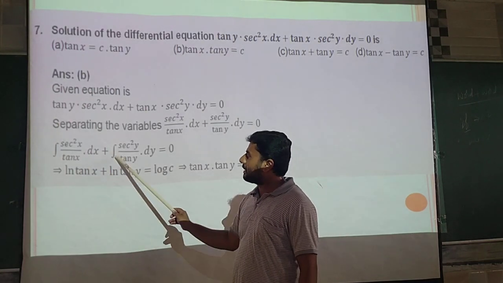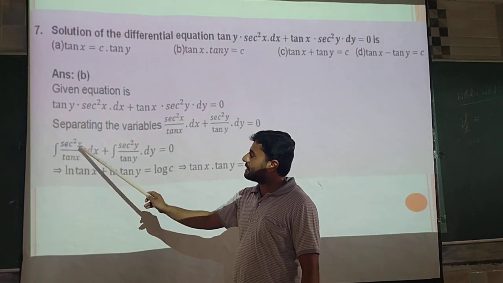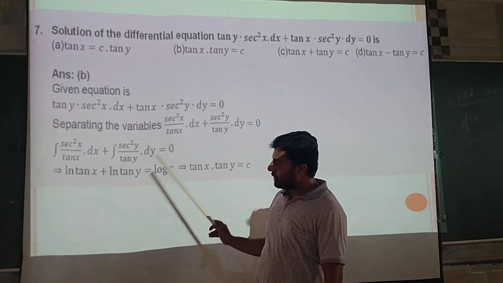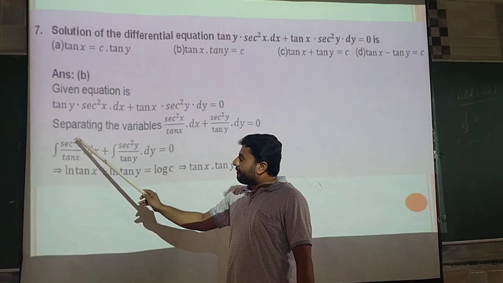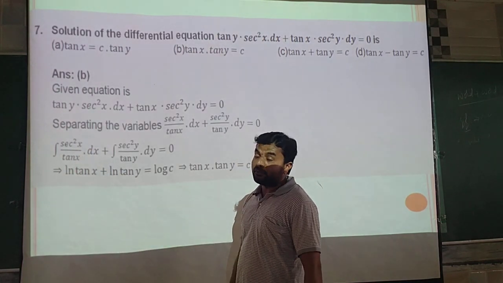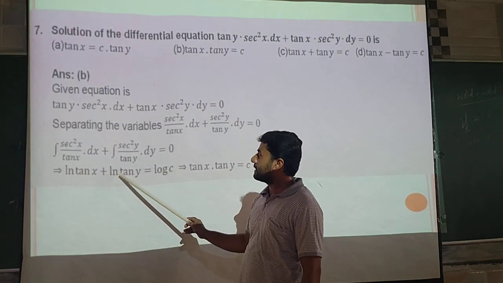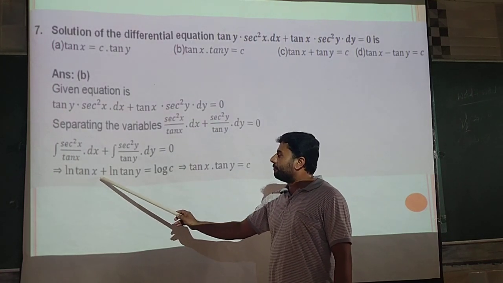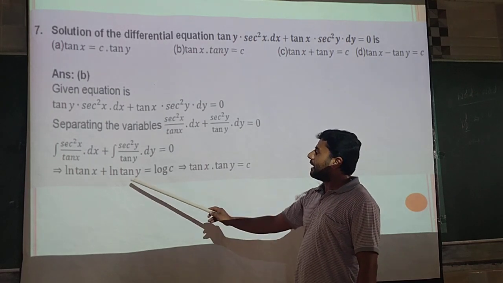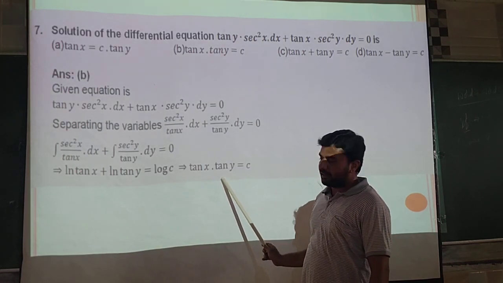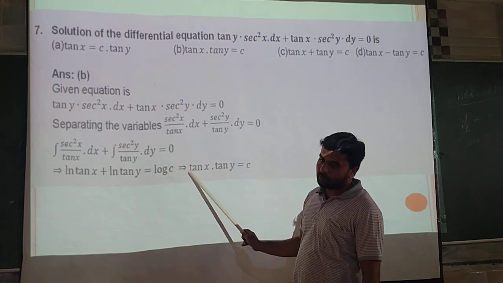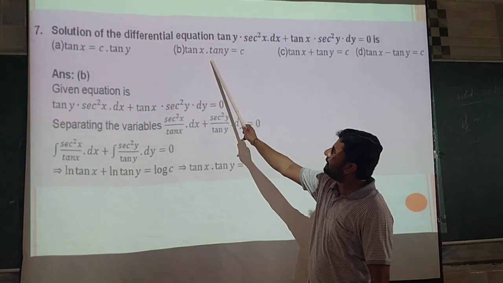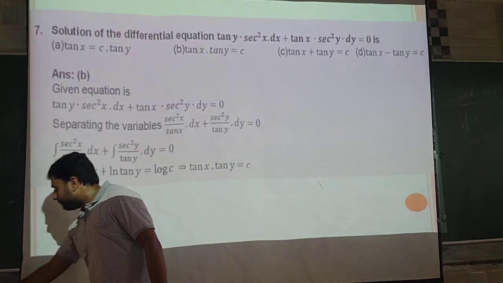Then applying integration on both sides: the integral of sec²x divided by tan x dx plus the integral of sec²y divided by tan y dy is equal to 0, which is of the form integral of f'(x) divided by f(x). So log of tan x plus log of tan y is equal to the constant log c. Since log m plus log n is log of m into n, log of tan x tan y is equal to log c. Both sides' logs get cancelled, leaving tan x tan y = c. So option B, tan x tan y = c, is the correct answer.